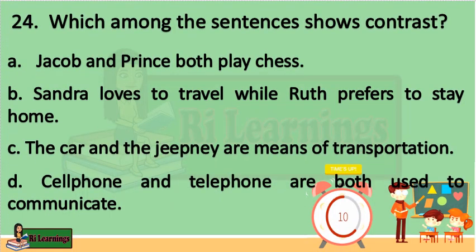24. Which among the sentences shows contrast? A. Jacob and Prince both play chess. B. Sandra loves to travel while Ruth prefers to stay home. C. The car and the jeepney are means of transportation. D. Cell phone and telephone are both used to communicate.